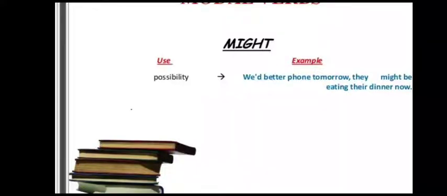The next modal is might. So might is used for possibilities. Possibilities, I have already told you, is when we are not sure that a particular thing is going to happen or not, so we consider it a possibility. For example, we will phone tomorrow. They might be eating their dinner now. So this shows the possibility that they might be having dinner now, so we will call them tomorrow.